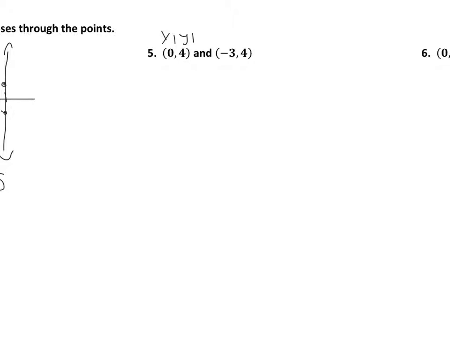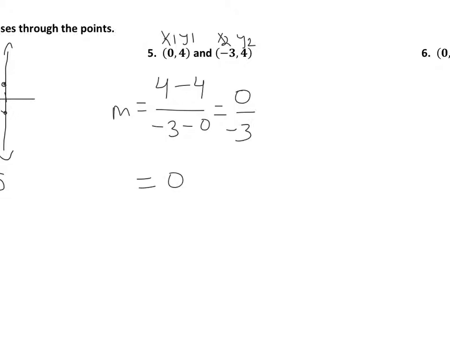x1, y1, x2, y2. So I have 4 minus 4 over negative 3 minus 0. So you get 0 over negative 3. So the slope is 0. And see how the y value doesn't change here? So if I graph these points, (0, 4) and (-3, 4), see how it's a horizontal line? So anytime you get a slope of 0, it's just y equals a number. In this case, it's 4.